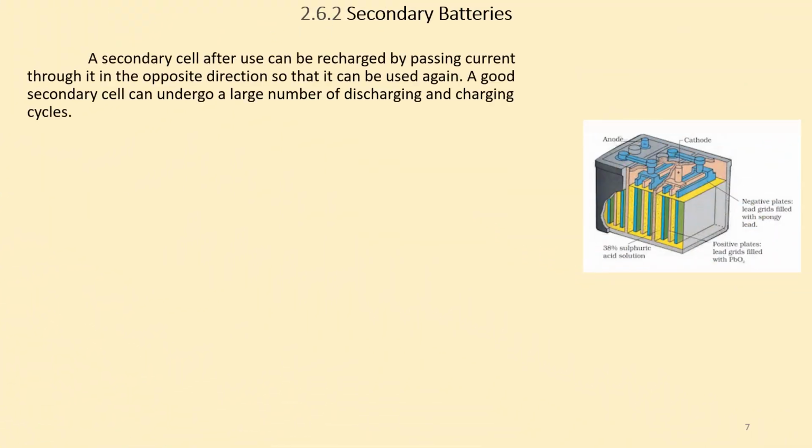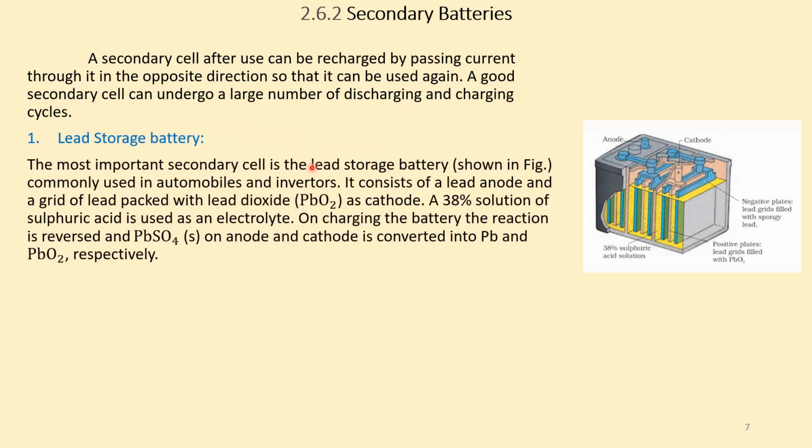Secondary batteries. A secondary battery after use can be recharged by passing current through it in the opposite direction so that it can be used again. A good secondary cell can undergo a large number of discharging and charging cycles. First one is the lead storage battery. The most important secondary cell is the lead storage battery shown in the figure, commonly used in automobiles as well as inverters.